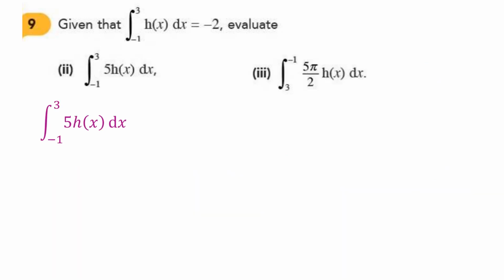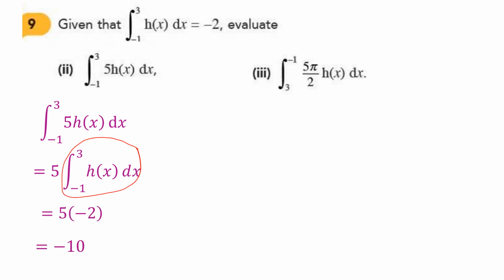Right, so for part 2, just pull out the 5. Right, and then you know that this one here, the area will give you -2. So it's just basically 5 times -2 gives you -10.